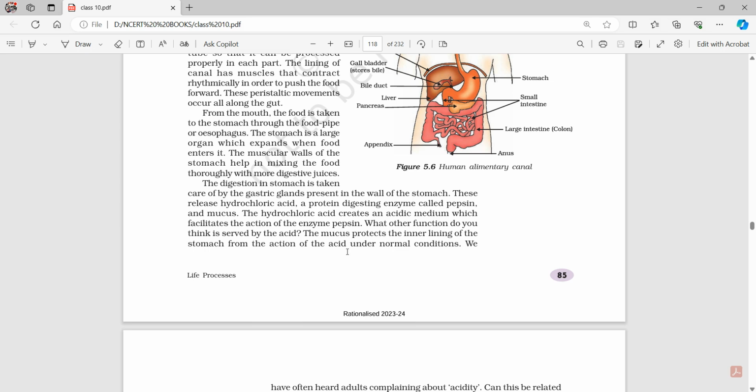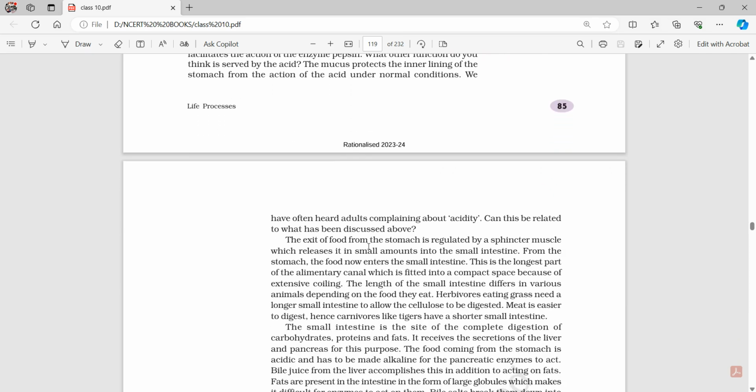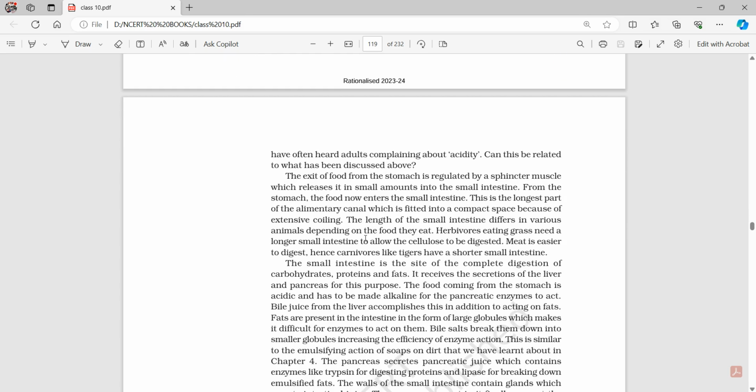What other functions do you think are served by the acid? The mucus protects the inner lining of the stomach from the action of the acid under normal condition. We have often heard adults complaining about acidity. Can this be related to what has been discussed above? The exit of food from the stomach is regulated by a sphincter muscle which releases it in small amounts into the small intestine. From the stomach, food now enters the small intestine.